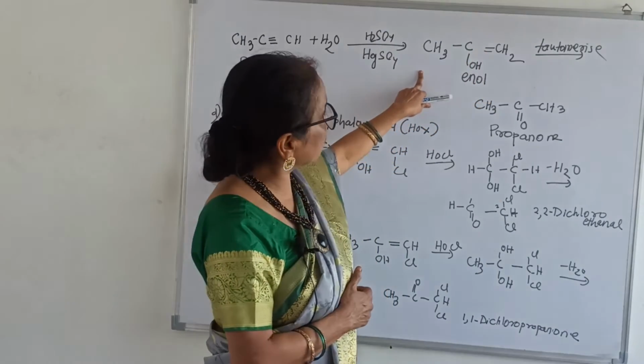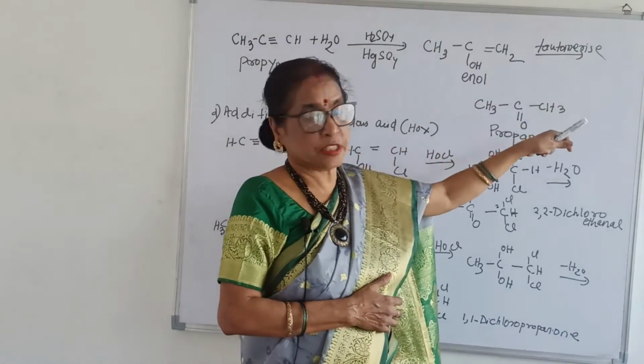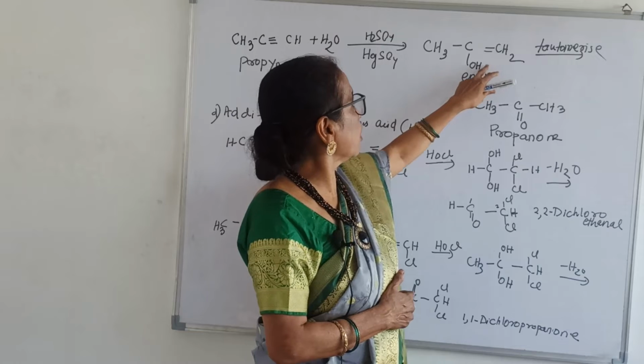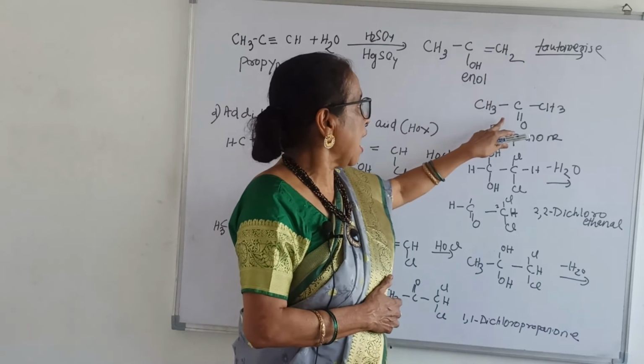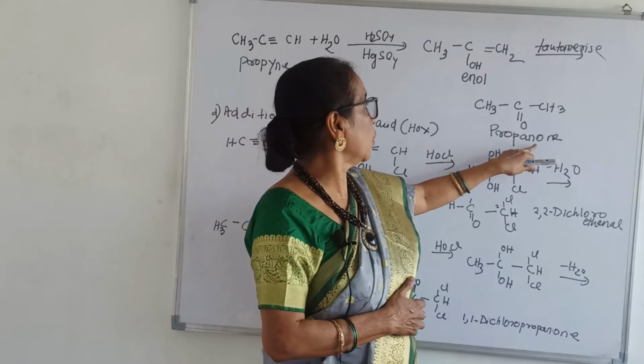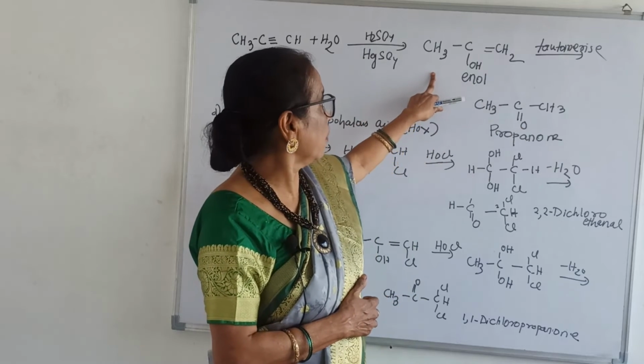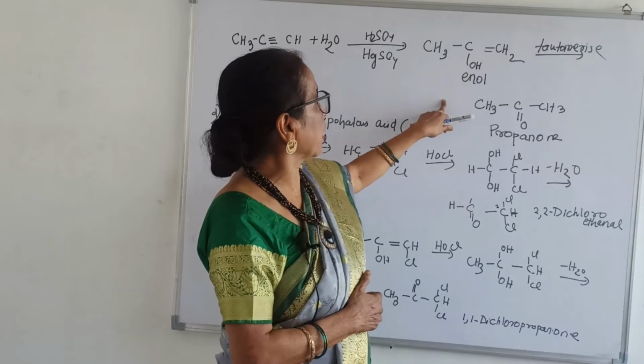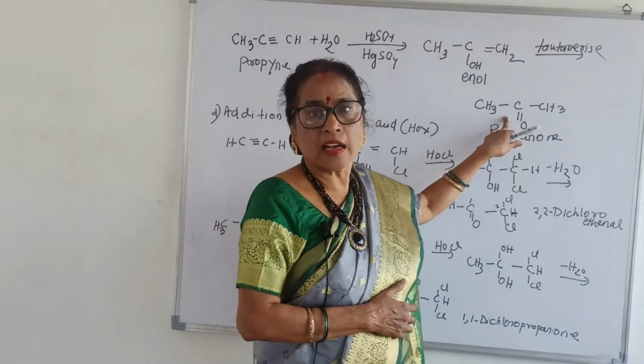Then see what happened. This tautomerizes. When it tautomerizes, the OH's H will come to here, the O remains here, and that is called propanone. This is the enol form, and here propanone is the keto form. That means you can see this is the last result.